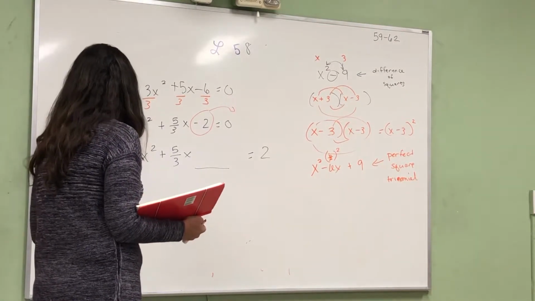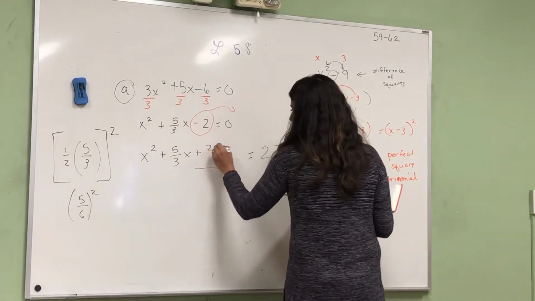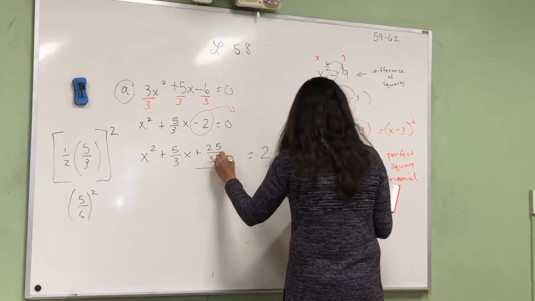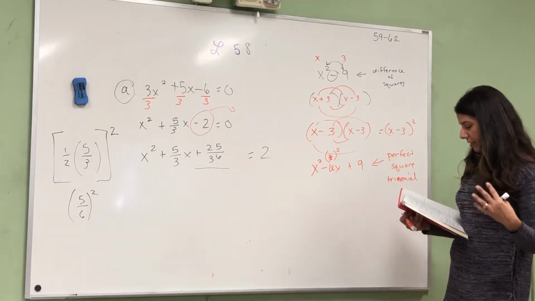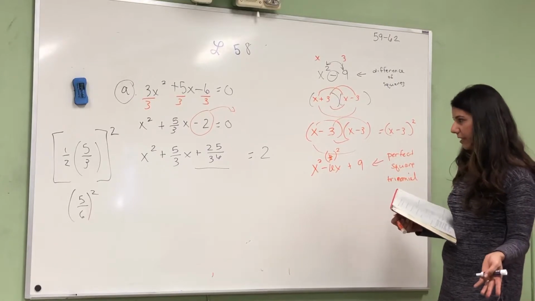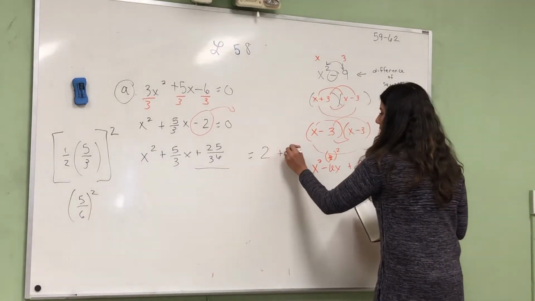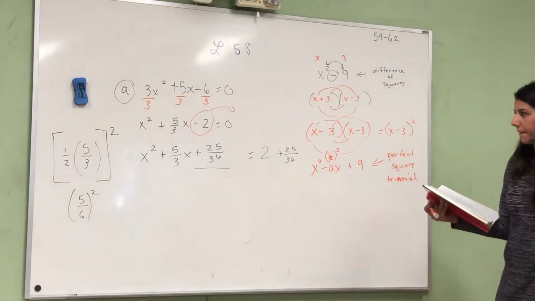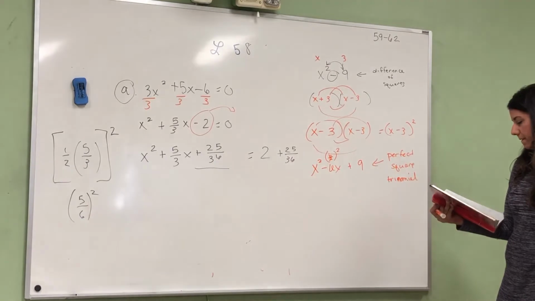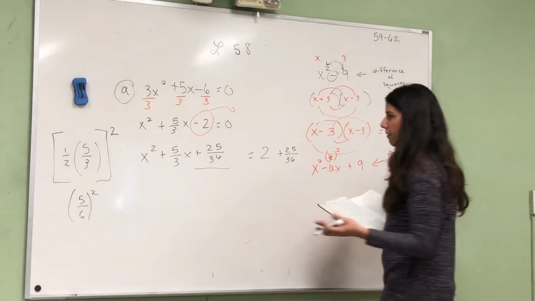Square it, and we get 25 over 36. And remember, because this is the world of math, where everything is lovely and fair, whatever we do to this side, we have to now do to this side. So we simplify and solve.